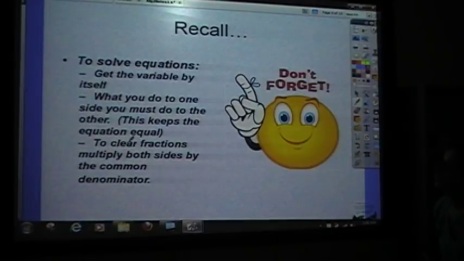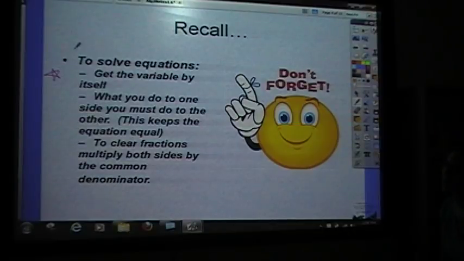Okay? Recall, this should be reviewed because you have solved equations before. To solve equations, we need to get the variable by itself. I always say, what's our goal? And people will say, get the x by itself or get the y by itself. I'm sure you've heard that before. That is your ultimate goal when you're solving equations because we really want to know what that variable equals. And the thing you need to remember is what you do to one side, you have to do to the other. That will keep it equal.